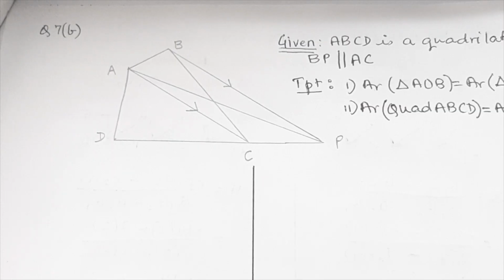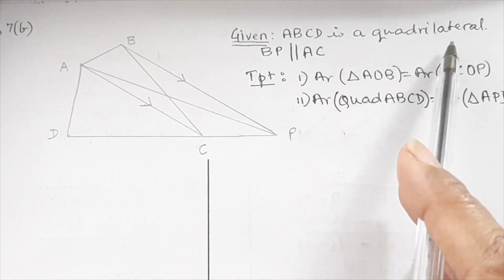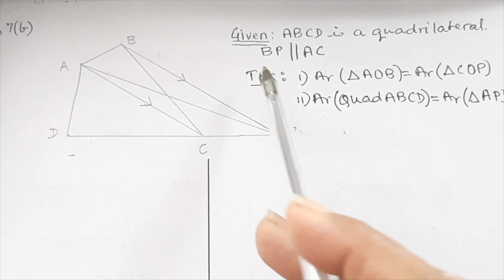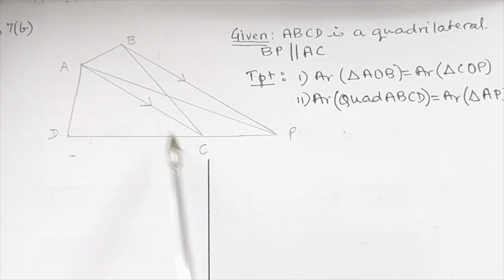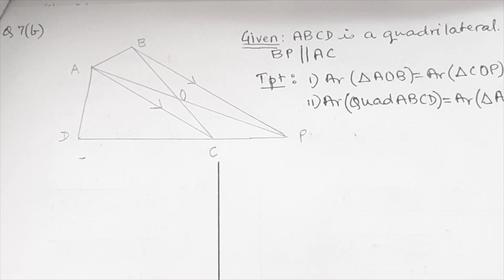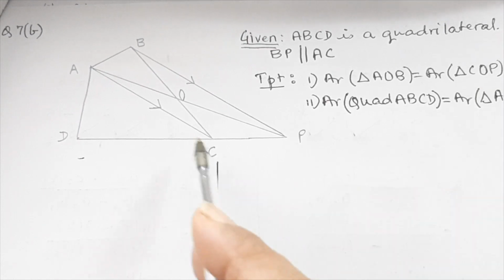In order to solve this, we will have to first draw the diagram on our answer sheet, and we have to also write what is given. So let us see how we write it. Given was ABCD is a quadrilateral. So we have ABCD is a quadrilateral and BP is parallel to AC. That's all we need to write. And then to prove that area of triangle AOB is equal to area of triangle COP.